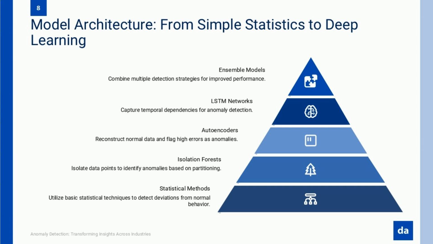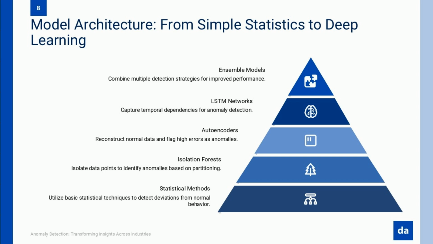The performance differences between these architectures can be substantial. Basic statistical methods might catch obvious anomalies, but miss subtle patterns. More sophisticated approaches can detect nuanced deviations that simpler models would overlook entirely. However, this improvement doesn't come without trade-offs. As architectural complexity increases, we typically sacrifice interpretability and computational efficiency.